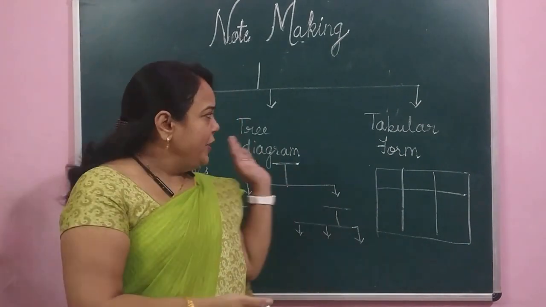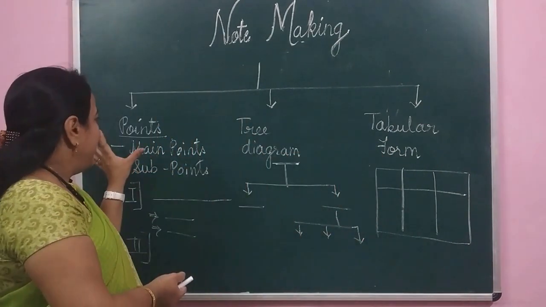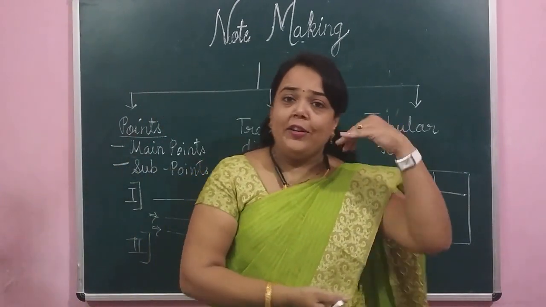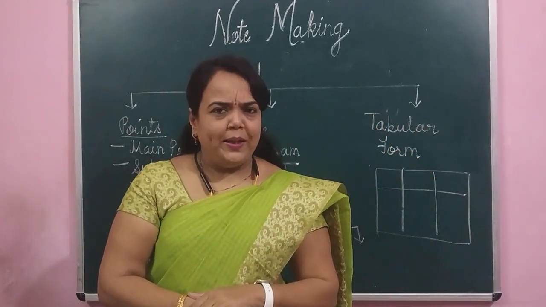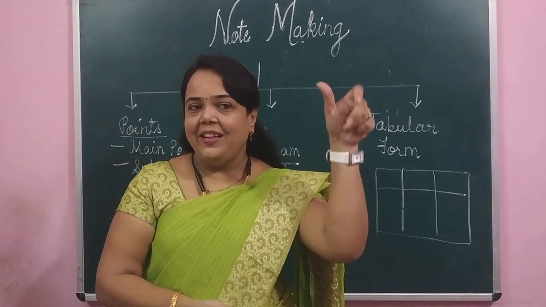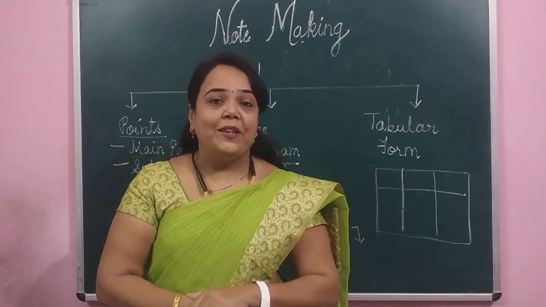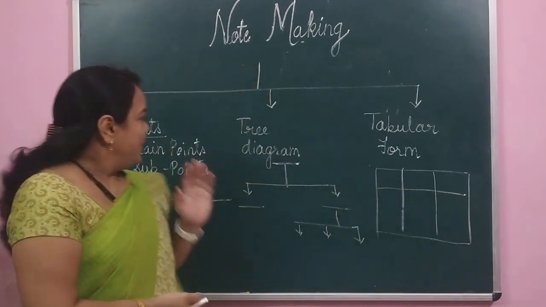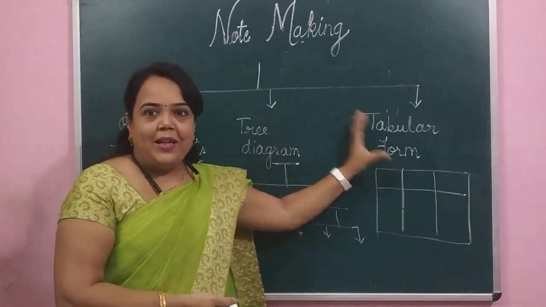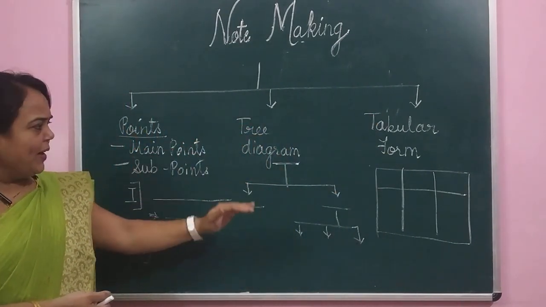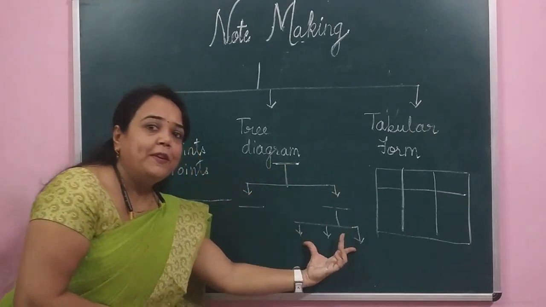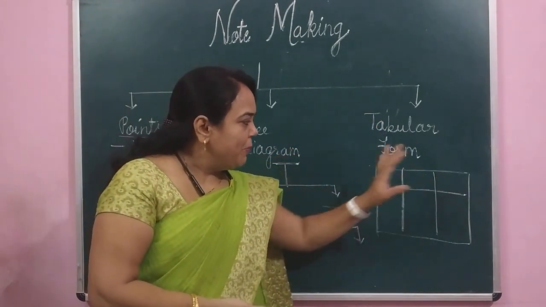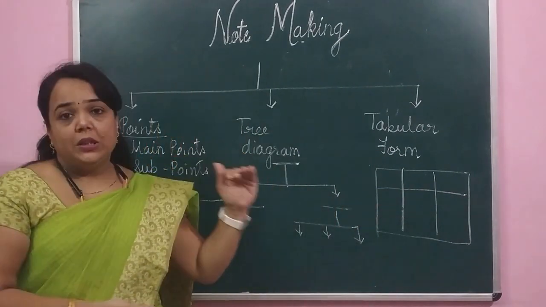Now, when you are using any of these, writing points-wise, putting the information in a tree diagram, or using tabular form, what exactly are you doing? You are writing the simple main aspects of the information so that you can remember the whole thing at one glance. Everywhere, you are writing the main points and further dividing them into sub-points. Even in the tabular form.